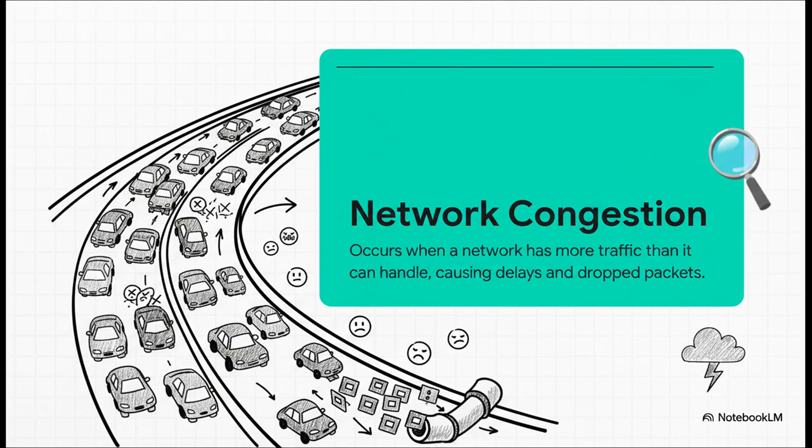Too many data packets are trying to squeeze through the same network path all at once, way more than the network's capacity can handle. And just like on a highway, the result is slowdowns, dropped packets, which are kind of like digital fender benders, and just a really frustratingly slow experience for everybody involved.